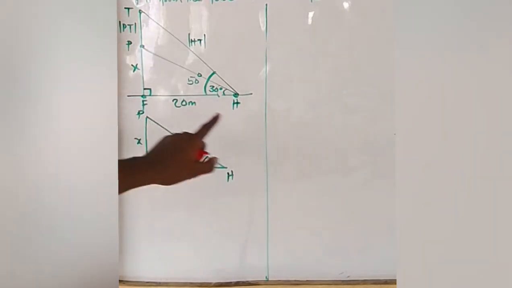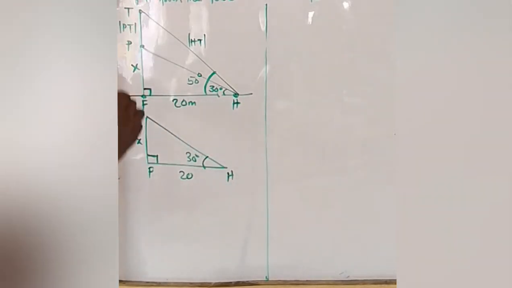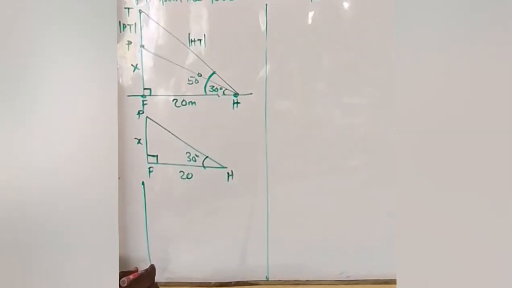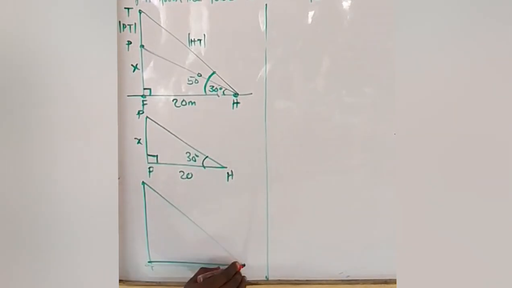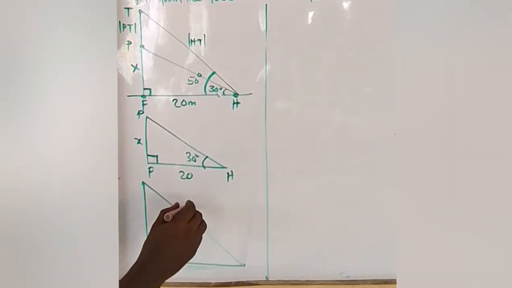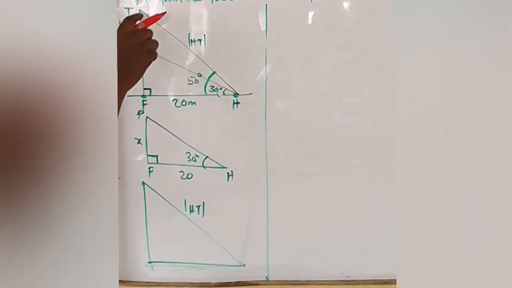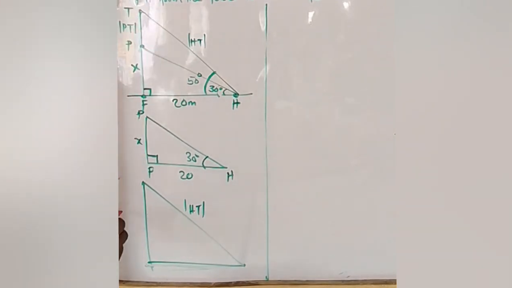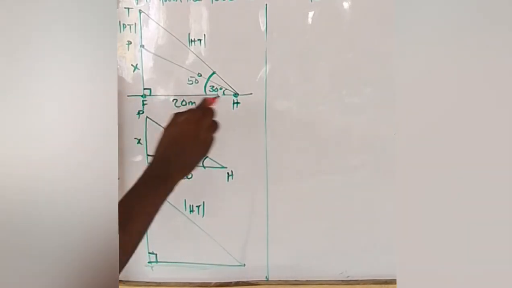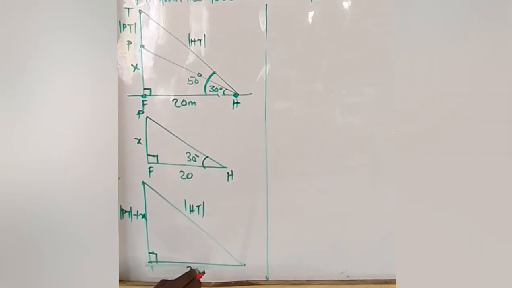Now, if you consider this big triangle TFH, this is HT. From here to here, it's actually PT plus X. Right? PT plus X. This is also 90 degrees. And they share this base, so this is also 20 meters. And one of this angle is what? 50 degrees.